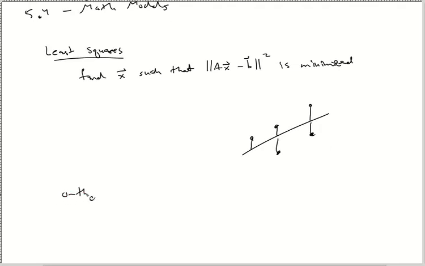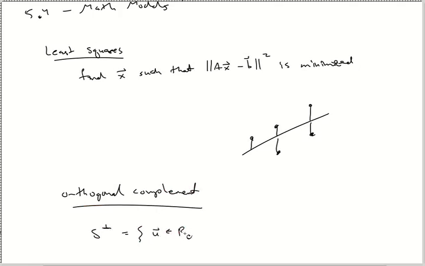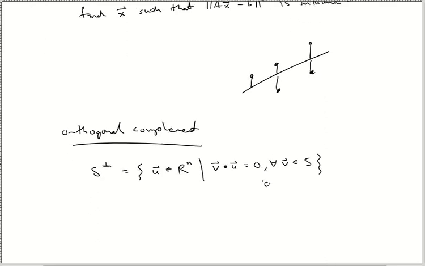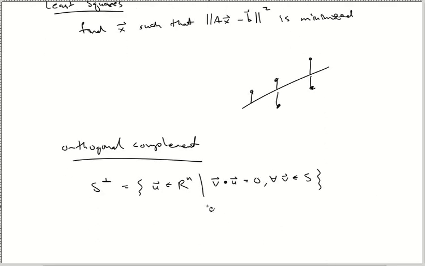So there we go. Orthogonal complement. This will turn up again and again as we keep going. That's S with a little perpendicular sign at the top. It is the set of all U vectors that are elements of Rn, so they're basically vectors, such that V dot U equals 0 for all V an element of S. Okay, what does that mean?